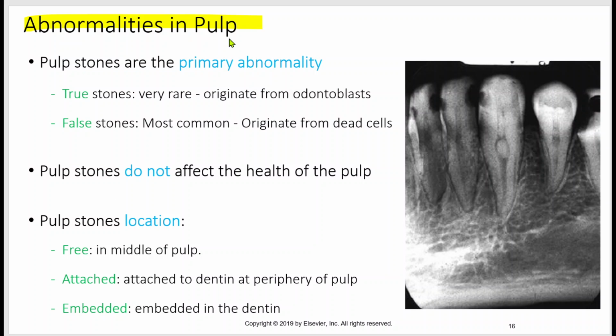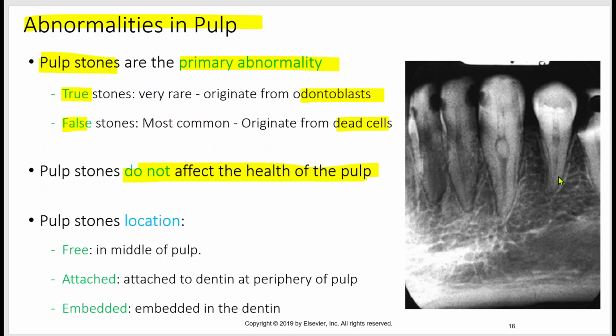Some abnormalities in the pulp: the main thing that will happen to the pulp is pulp stones. These are the primary abnormalities. We have true and false stones. The true stones are rare, and they come from the odontoblasts. The false stones are the most common. These are dead cells that appear as stones. They do not affect the health of the pulp. It's just something that happened.